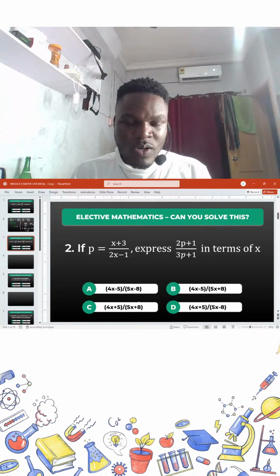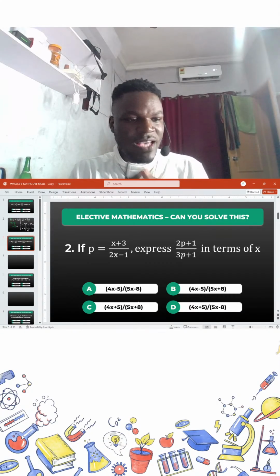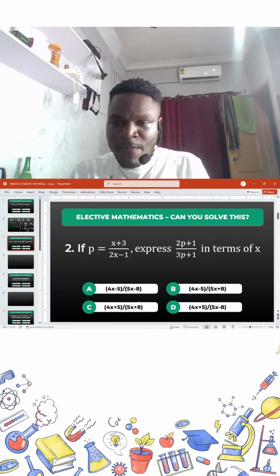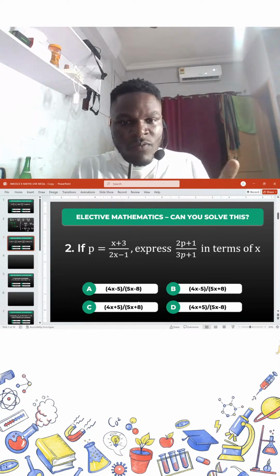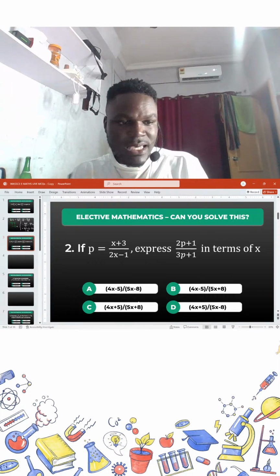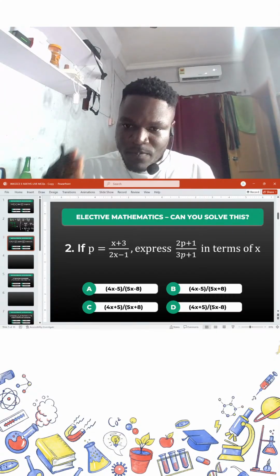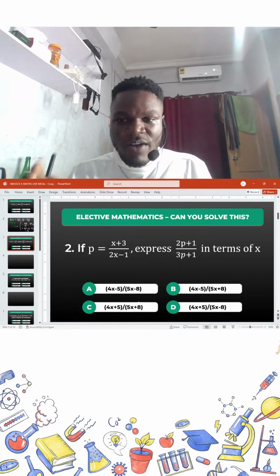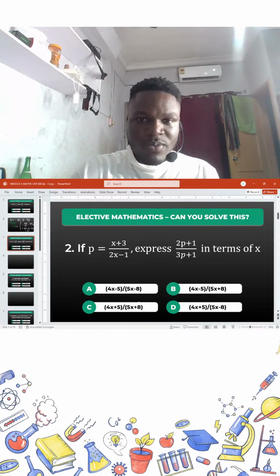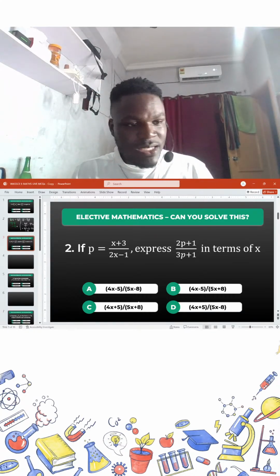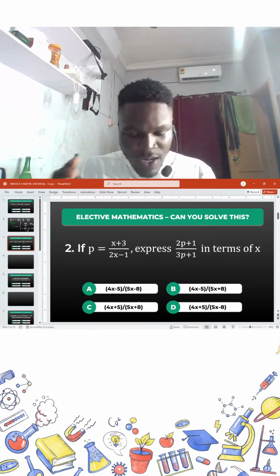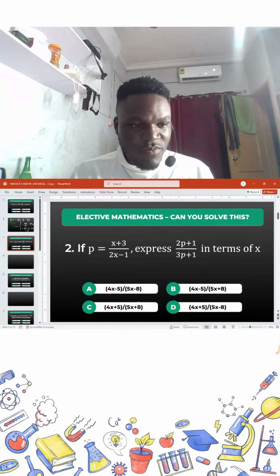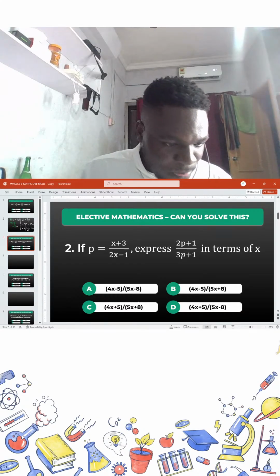So we have our possible answers over here. Option A, we have 4x minus 5 over 5x minus 8. Option B, 4x minus 5 over 5x plus 8. Option C, 4x plus 5 over 5x plus 8. And the last option, option D, 4x plus 5 over 5x minus 8. So these are the possible options, and this is the question. For this question, I will give us 3 minutes to solve it. Whilst you are solving, I'm also solving, and then after that you give me your answers in the live chat and we proceed together.